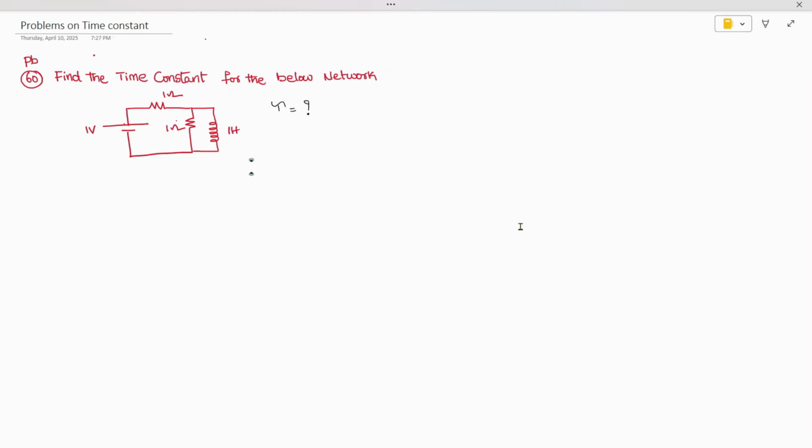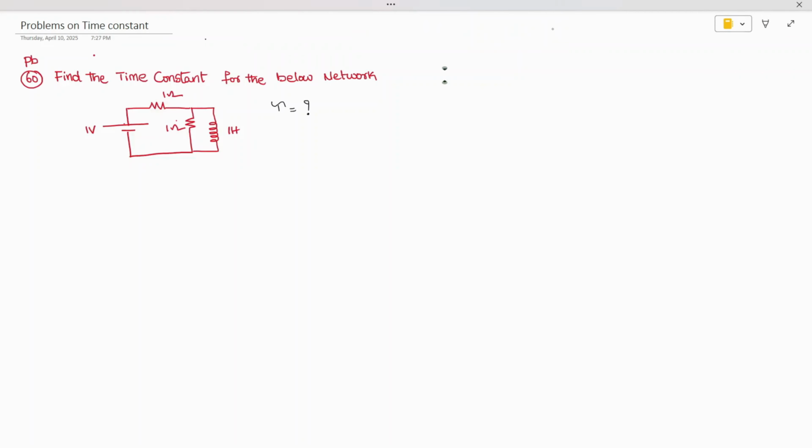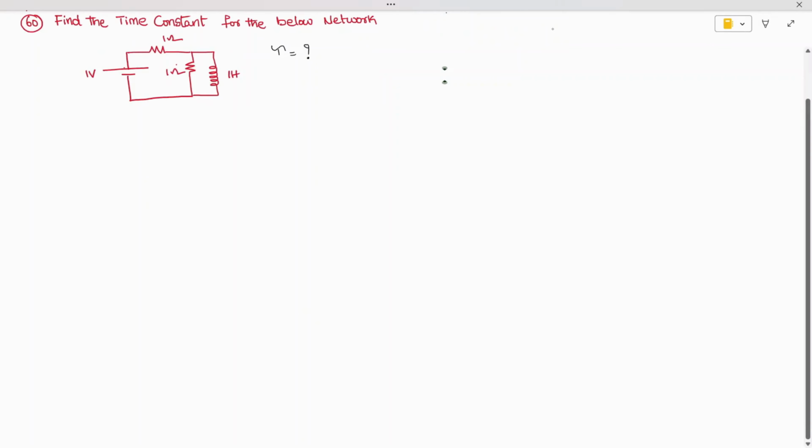So today we are going to solve problem number 60, that is on finding the time constant for the given network. So this is the given network for us. For this given network we need to find the time constant. Let's try to see the procedure of finding the time constant here. You can see here a voltage source is there and resistors are there and inductors are there.